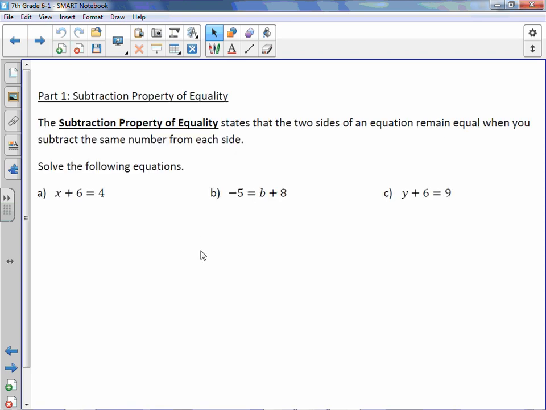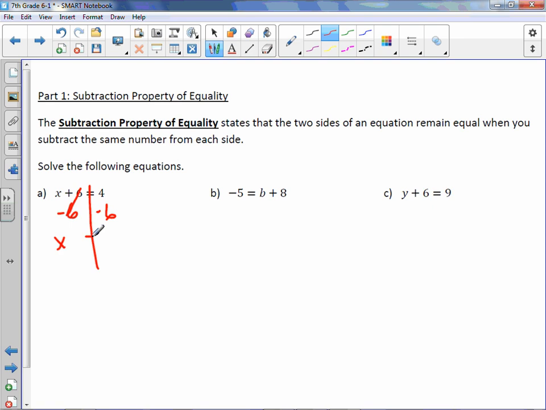The subtraction property of equality states that two sides of an equation remain equal when you subtract the same number from each side. So here we're just going to solve equations like we normally would. Draw your line down the equal sign, and the idea is to get your variable alone. So to get rid of a plus 6, we are going to subtract 6 from both sides. Now, the difference with this lesson from last year's lesson is now we know how to add and subtract negative numbers. So we have 4 minus 6, which is negative 2.